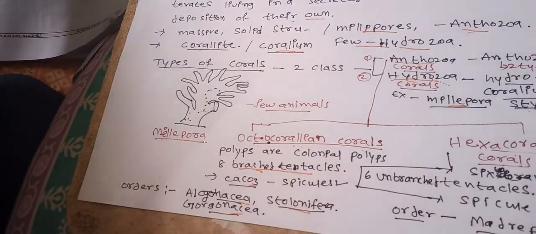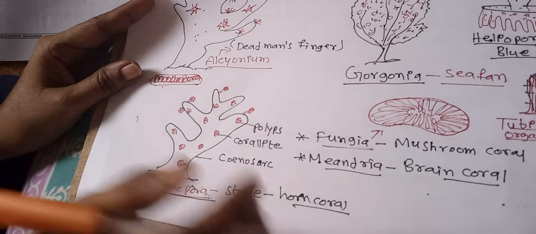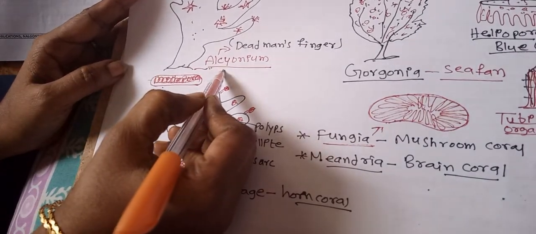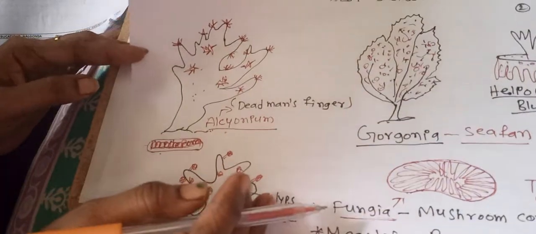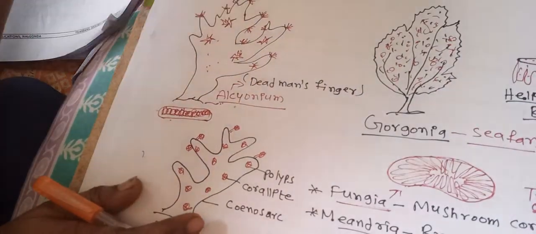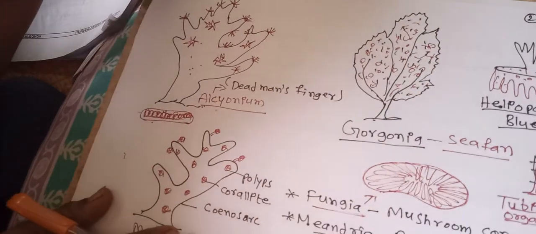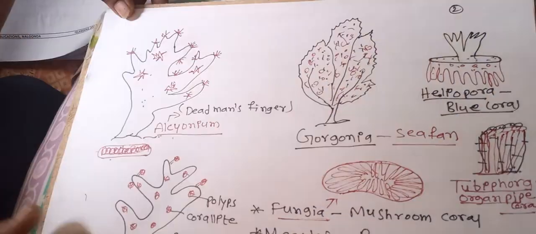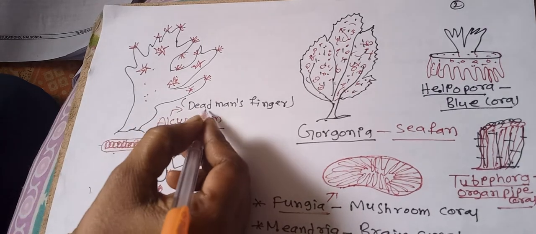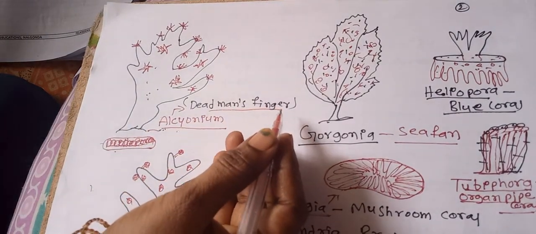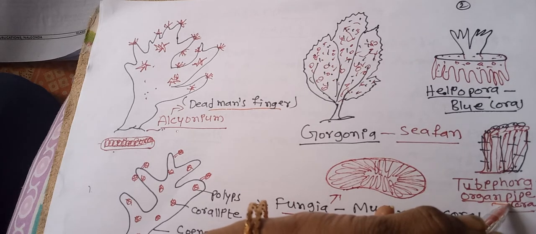Example: Alcyonium. Eight branched tentacles are there. These are important. Alcyonium, common name dead man's fingers. And Tubipora, common name organ pipe coral. Organ pipe coral, very important.